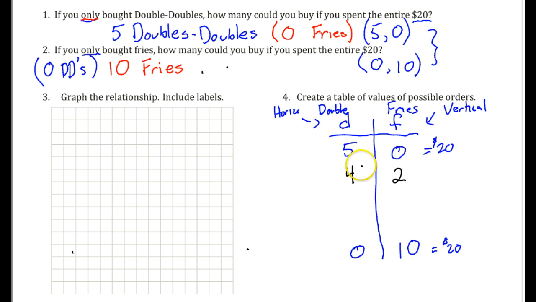So 4 double doubles, $16. 2 orders of fries, $4. Yeah, so that's $20. Remember, they all have to add up to $20. If you got 3 double doubles, how many fries? 4. Now, at this point, can you see a pattern? Yeah, 5, 4, 3, 0, 2, 4. You can probably start making some predictions, and this is okay.